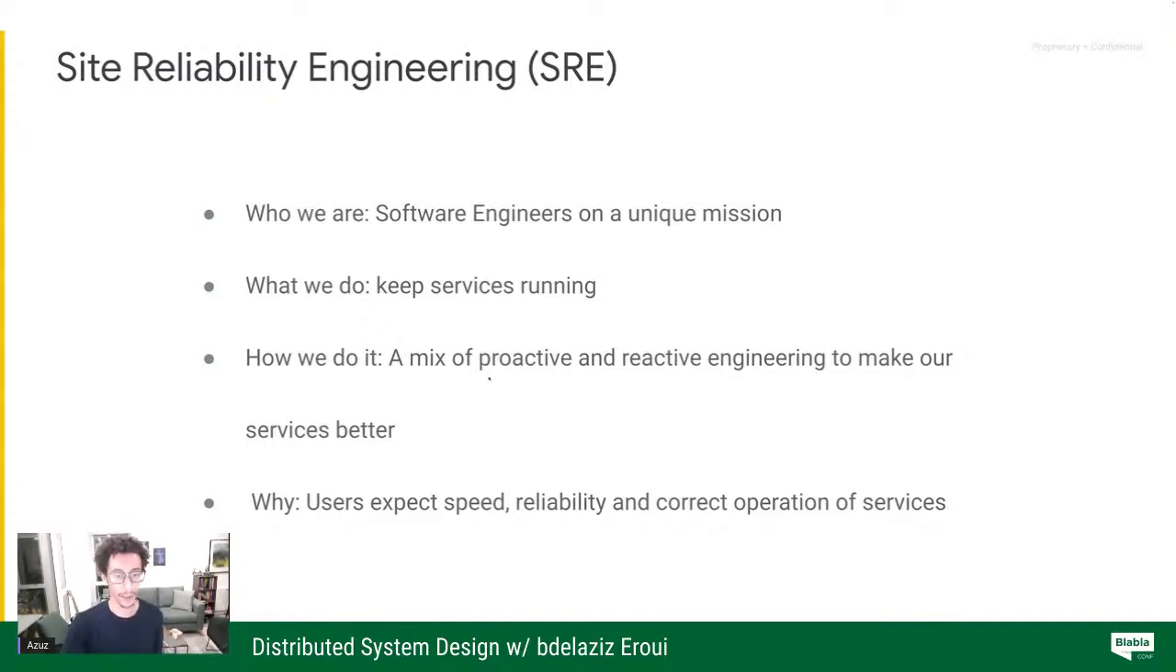We have projects that make sure the services are as reliable as possible. We build monitoring tools and stuff like this to make sure the service is well monitored. We build tools to make the service as reliable as possible, because users expect the service to behave as they want it to be.